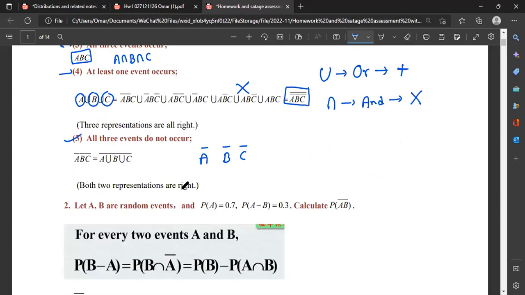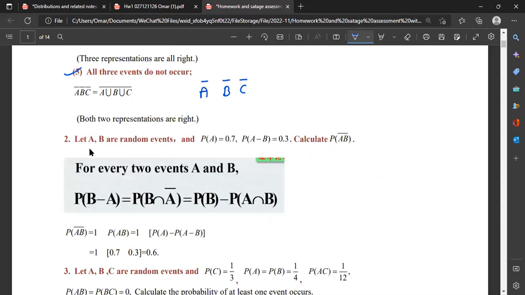And the second question here is: let A, B be random events. So probability of A is given as 0.7 and probability of A minus B is given as 0.3. Calculate the probability of A, B inverse. So for two events A and B, you have to know the formula.